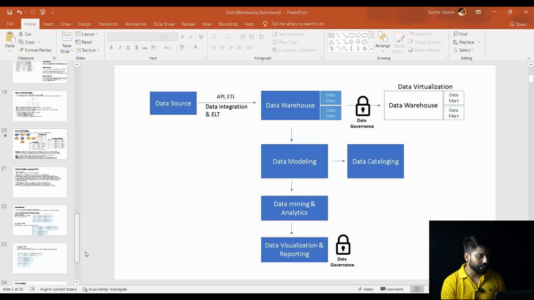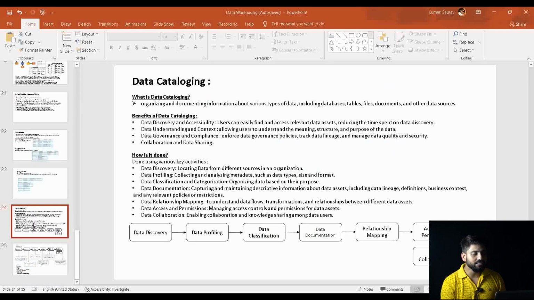Coming to this slide again, what is data cataloging? Organizing or documenting the data is called data cataloging. That means whenever you are documenting your data points or data sources, it will be called data cataloging. This is the basic fundamental of data cataloging.